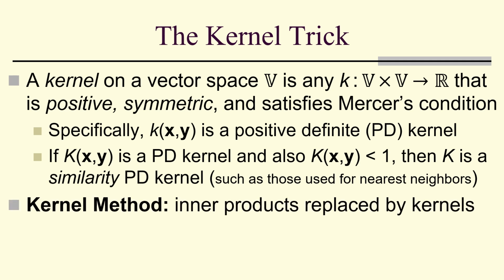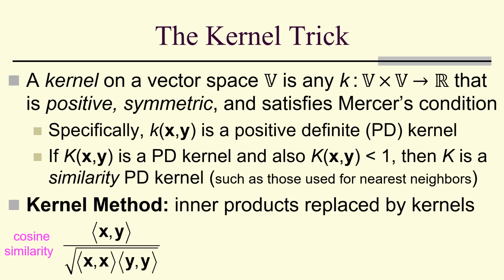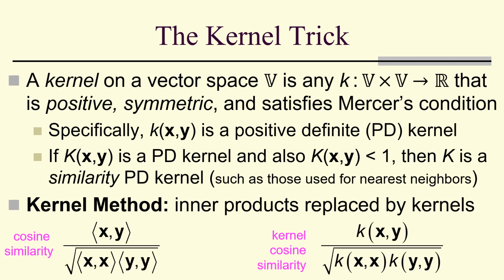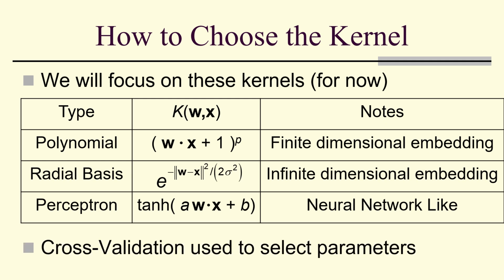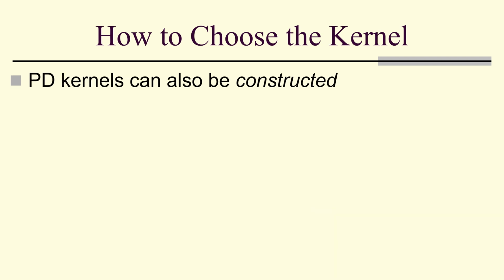A kernel method is where inner products are replaced by kernels. For example, for cosine similarity, given a positive definite kernel, we can then do kernel cosine similarity. So how do we choose the kernel? Well, we'll focus on these kernels for now. And we have parameters, and we often use cross-validation to select the best parameters.